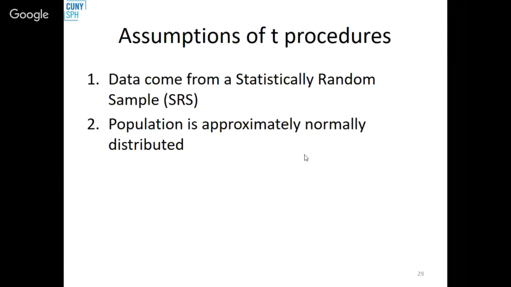There are a couple of assumptions of these t procedures. The first one, as always, is that the data come from a statistically random sample. And the second is that the population is approximately normally distributed.